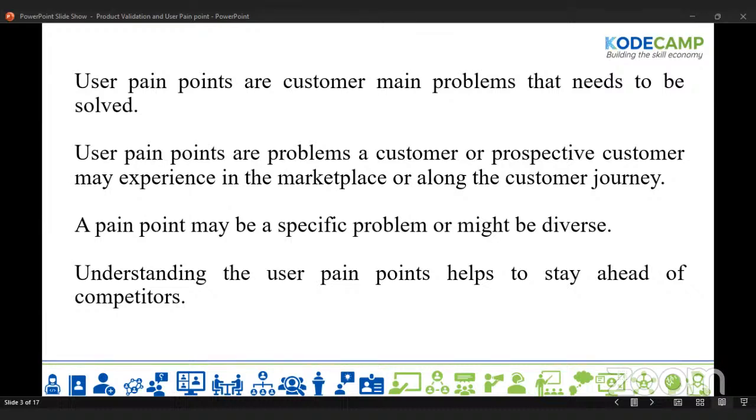So what are pain points? User pain points are customer problems. User pain points are problems that a customer may experience in the marketplace or along the customer journey. A pain point may be a specific problem and might be diverse.